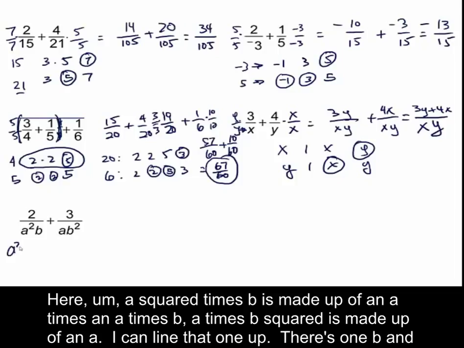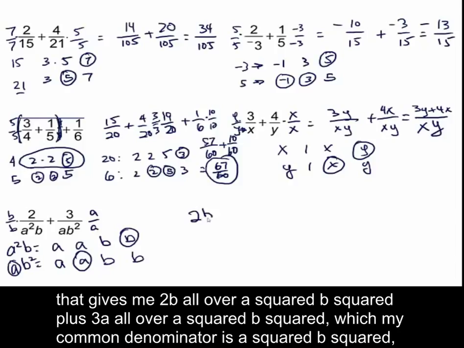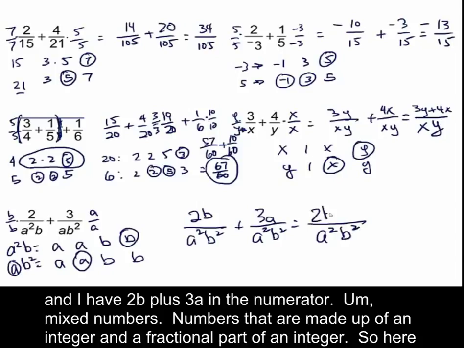Here, a squared times b is made up of an a times a b. A times b squared is made up of an a. I can line that one up. There's one b and another b, so what's missing here is a b, missing here is an a. So this one I have to multiply by b's, and this one I have to multiply by a's. So that gives me 2b all over a squared b squared plus 3a all over a squared b squared, which means my common denominator is a squared b squared, and I have 2b plus 3a in the numerator.